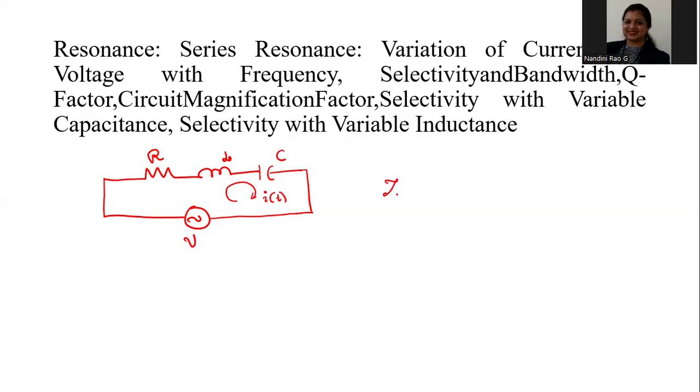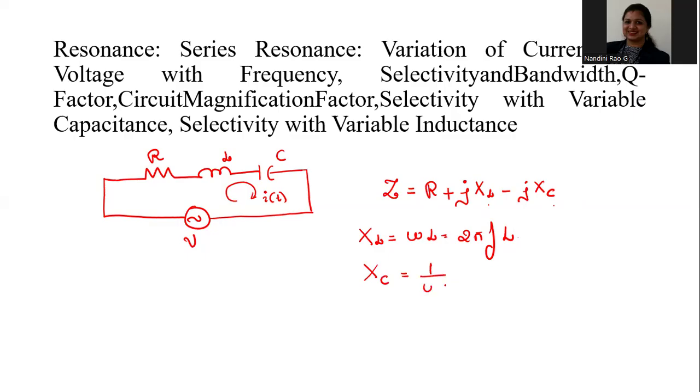So first tell me, what is the overall impedance here? R plus, please write it like this, R plus jXL minus jXC. Okay. What is XL? Inductive reactance. What is XC? How will you write it in terms of angular frequency and inductance value? Omega L or 2 pi FL, where F is the frequency. And how do you write the capacitive reactance? 1 by omega C or 1 by 2 pi FC.